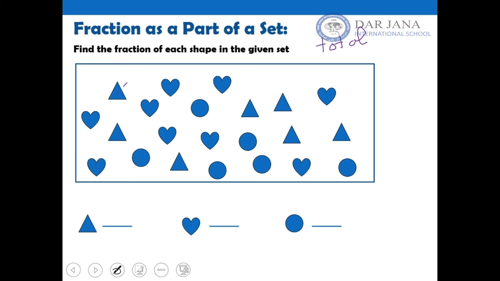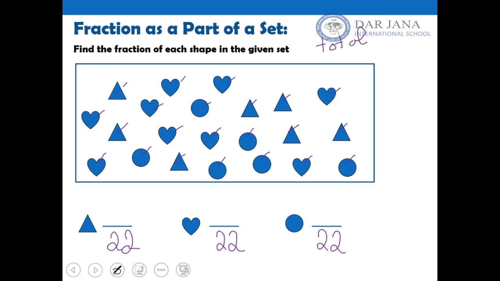1, 2, 3, 4, 5, 6, 7, 8, 9, 10, 11, 12, 13, 14, 15, 16, 17, 18, 19, 20, 21, 22. So the total number is 22. So this means that the denominator is always 22. Whether it's for the triangle, it's 22. Whether for the hearts, it's out of 22. And whether of the circles, they are out of 22.